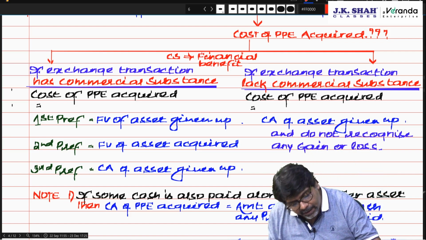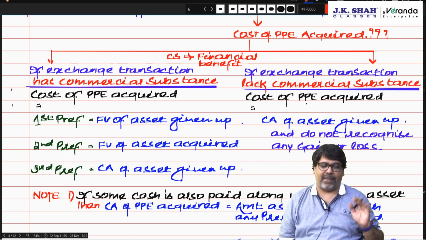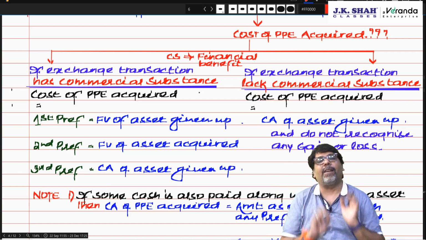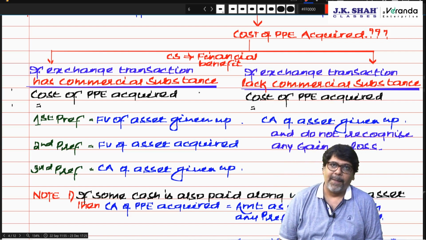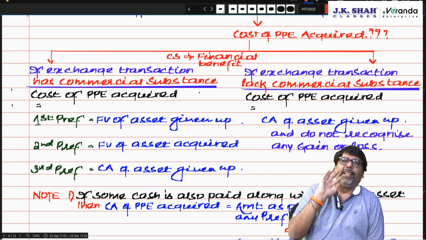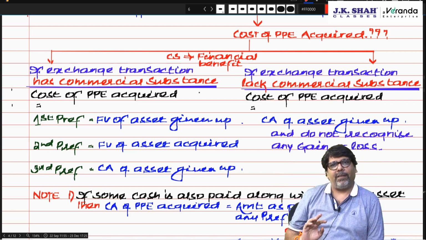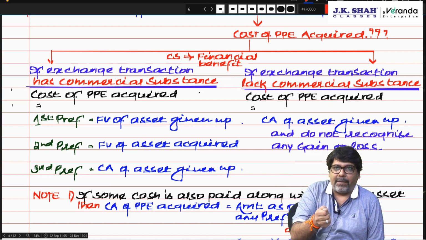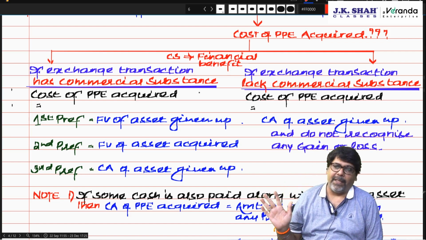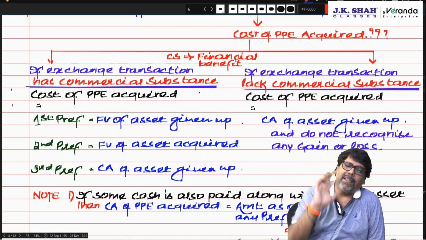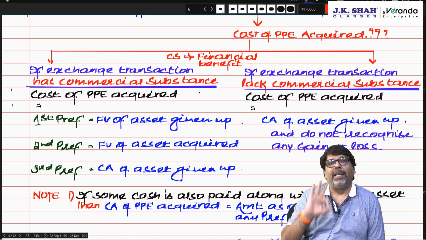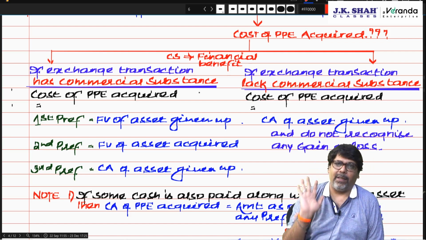But if commercial substance does not exist, then you cannot account for profit or loss. Remember this line. If commercial substance does not exist, then you cannot account for profit or loss. So if I am giving you a pen, which is in my books 10 rupees, fair value is 15, then I will always say, if there is no commercial substance, whatever asset you are giving me, its cost is 10 only.